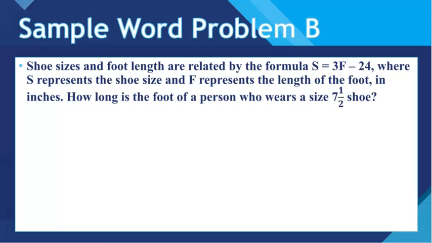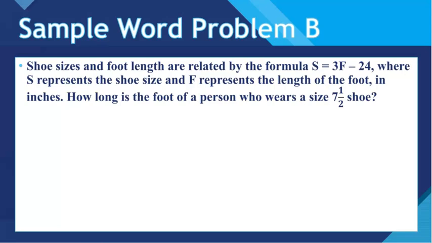And our last ones. Shoe sizes and foot length are related by the formula S equals 3F minus 24, where S represents the shoe size and F represents the length of the foot in inches. How long is the foot of a person who wears a size 7.5 shoe? So we're solving for F here.